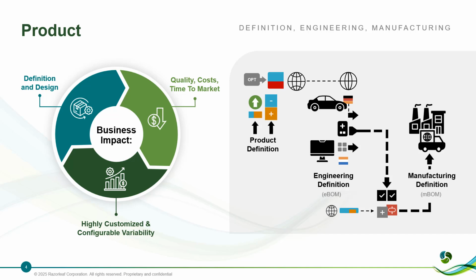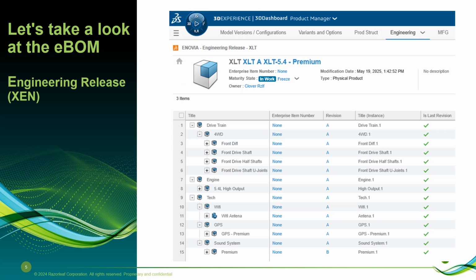A disconnect at this critical handoff between design and execution can result in costly delays, rework, and even product failures. That's why understanding and managing the relationship between eBOM and mBOM is essential for any organization striving to achieve operational excellence. Let's review the eBOM and the role it plays in the engineering definition. For today's webinar, I used the engineering release role, XEN.